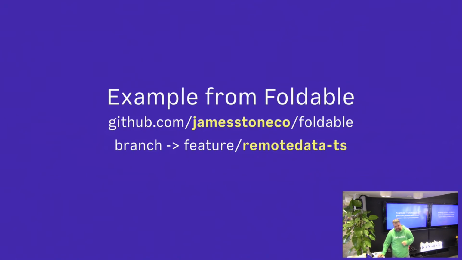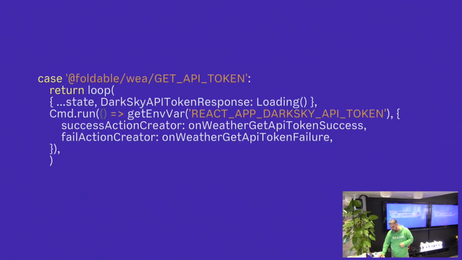And if you're interested, I'll have this at the end of the presentation, but I have an example. I haven't released this exactly yet, but I've got this RemoteData.ts thing I'm working on in a branch. And here's an example. So just like a lot of middleware, we use this in the reducer. And instead of returning the state, we return a loop, and we pass into it the state, right? So this is sounding very similar to how Elm might have worked.